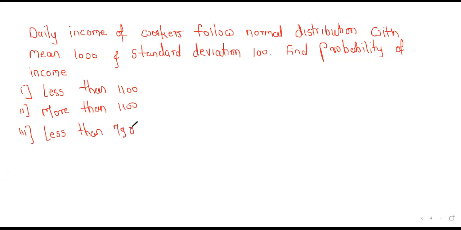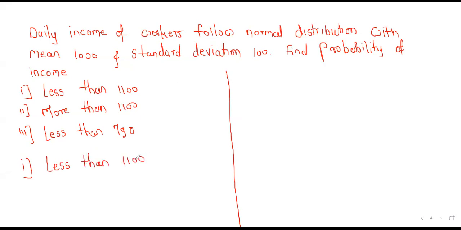Okay. So here we have the daily income of workers which follows normal distribution, and we are given the values of mean and standard deviation as 1000 and 100. We have to find the probability of income first less than 1100, more than 1100, and less than 790. First of all, we write the given things for finding the first, that is less than 1100.